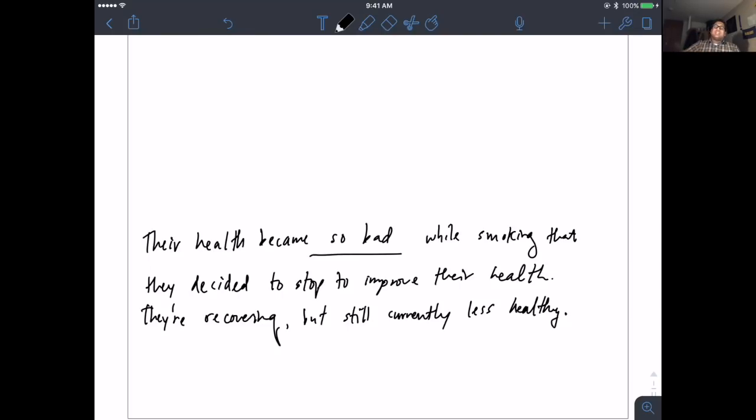So eventually the people who stopped smoking, their health will become greater, right? But since they just stopped smoking, their health quantity, I guess, will be less than the people who are currently smoking, because the people who are currently smoking have yet to feel the impact of smoking sink in. The people who just stopped had health so bad while smoking that they decided to stop and improve their health. So they're recovering, but they're still currently less healthy. But they're on an upward trajectory with respect to the people who currently are smoking.